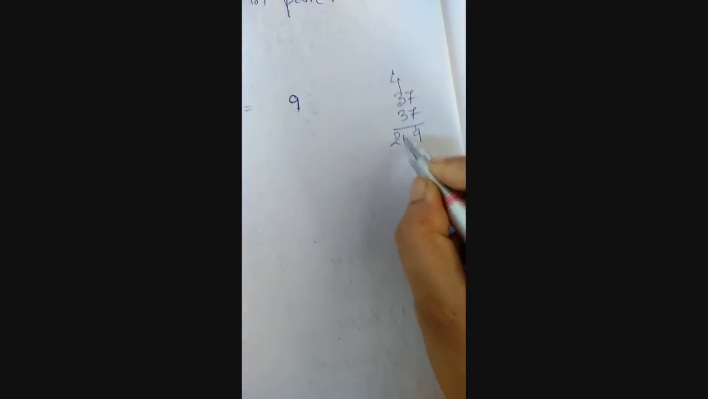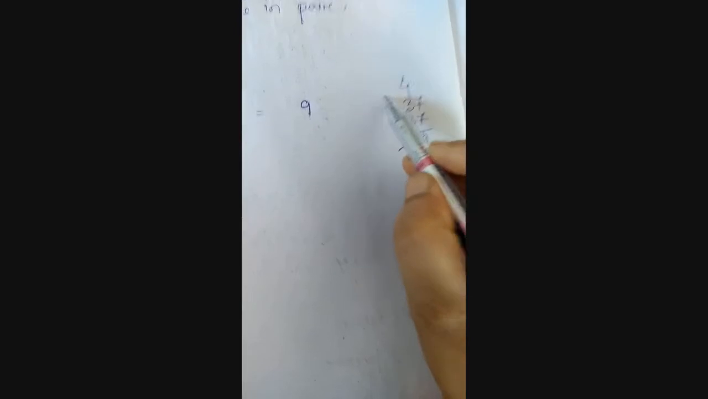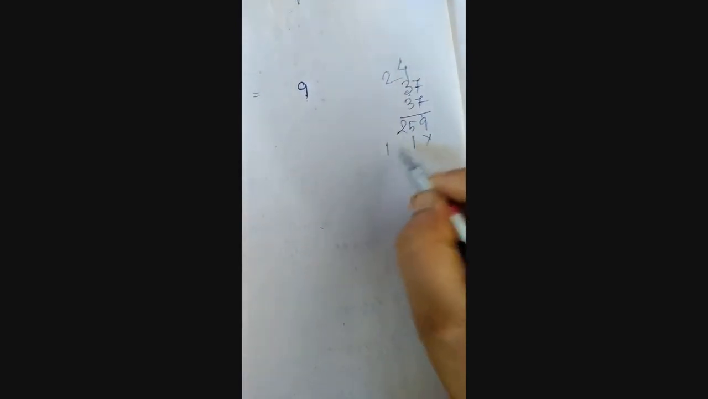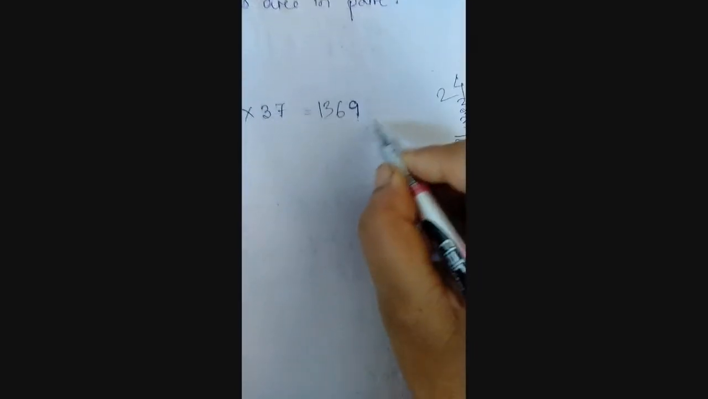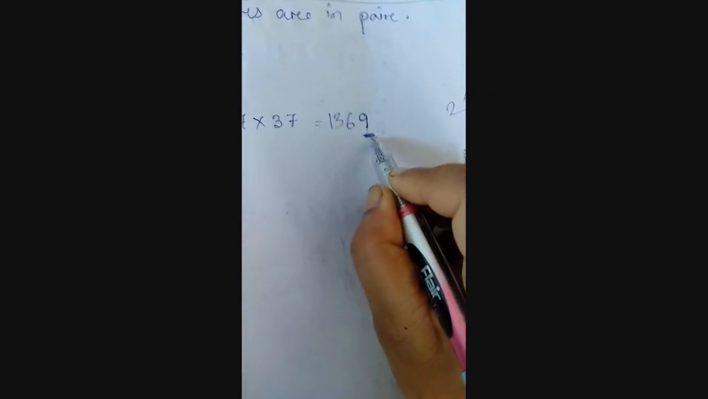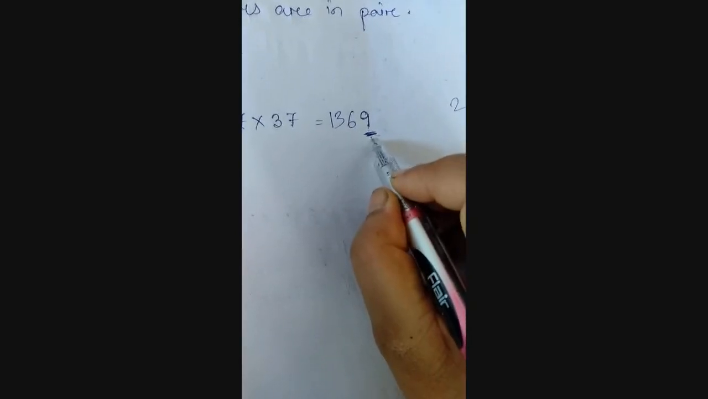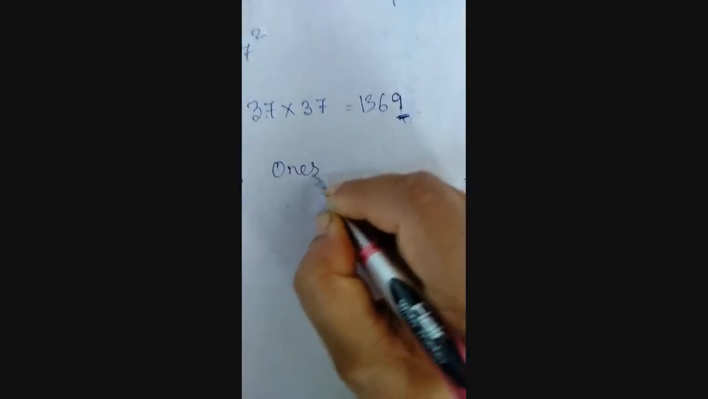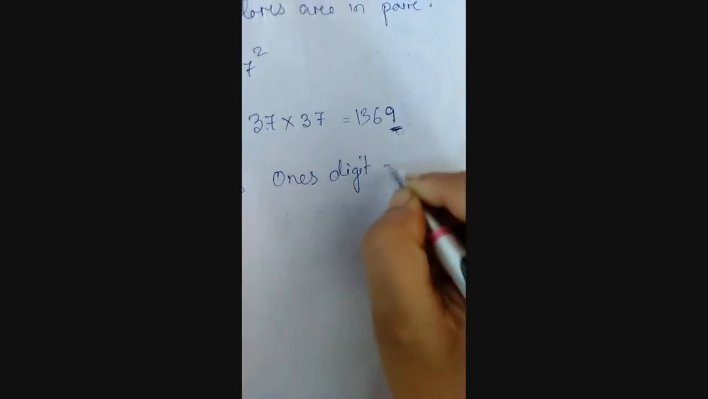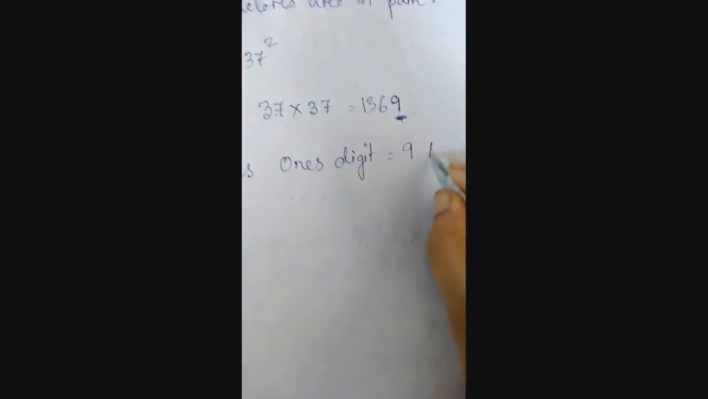Now let us work out 37 into 37 and see whether the answer is correct. 7 7s are 49, carry 4, 7 3s are 21, 25. Then 3 7s are 21, carry 2, 3 3s are 9, 11. So the answer is 1369. What is the unit digit here? The unit digit, or ones digit, is 9. So the answer is: ones digit is equal to 9. I think you have understood.